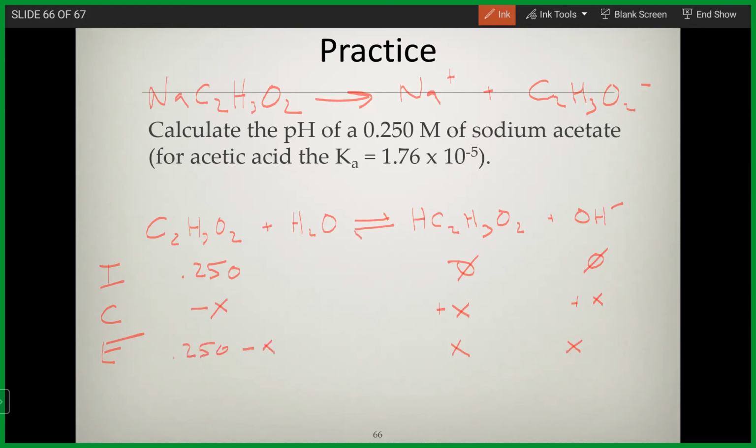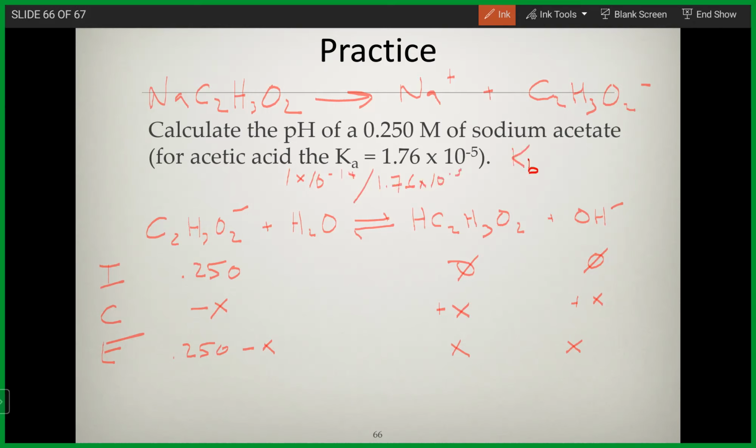minus X. But for this one, what we've got to do is make sure that we've got the correct dissociation constant. So the value we're given, 1.76 times 10 to the negative fifth, is for acetic acid. So that's if we took HC2H3O2 and mixed it with water, we'd get some of that acetate ion. We'd get some of that hydrogen ion as well. But in this case, we should be looking at Kb for the acetate ion itself. So what we're going to have to do is just do 1 times 10 to the negative 14th divided by 1.76 times 10 to the negative fifth.